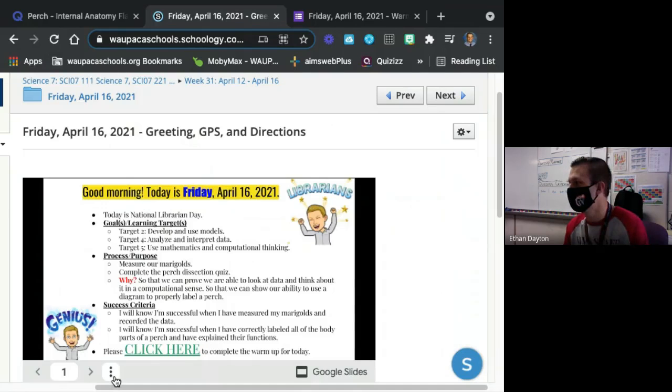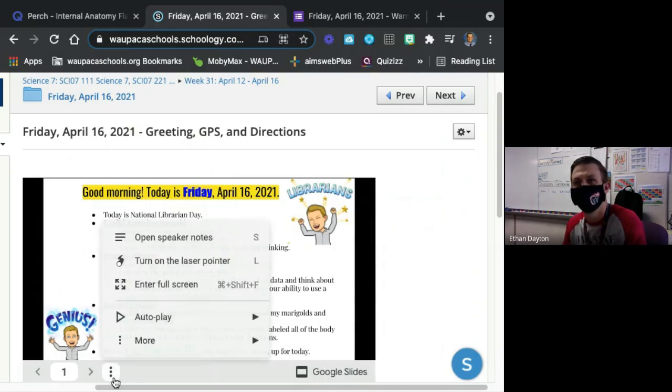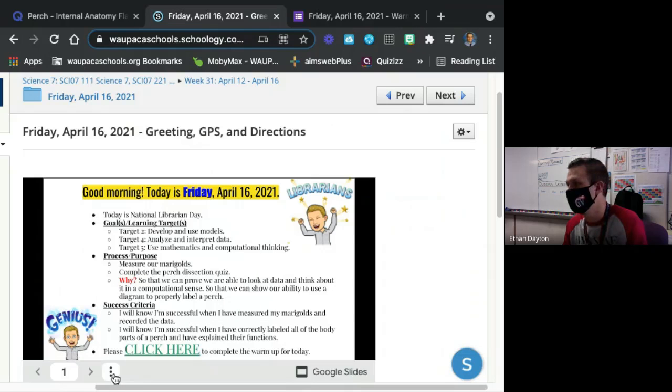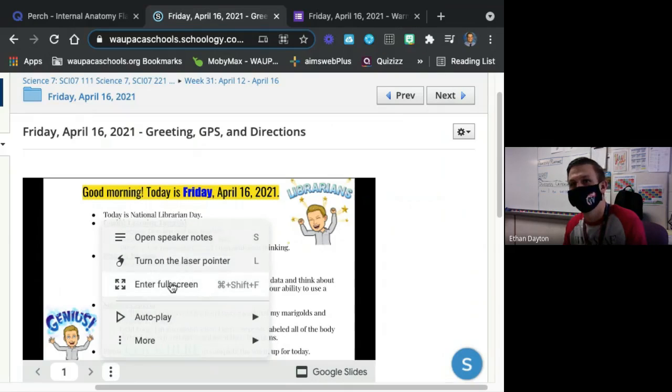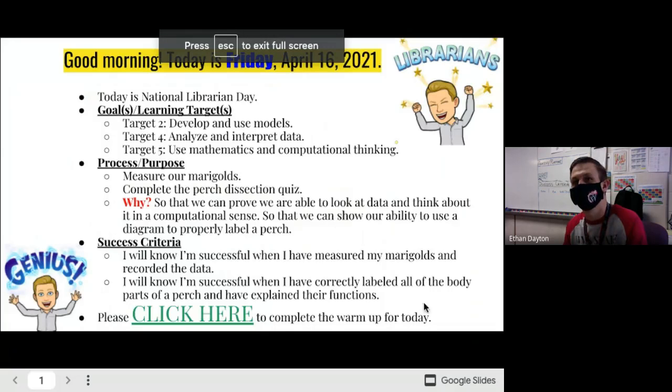By the way, if you ever think this is too small, because I know the Chromebook screens are very small, you click the 3 dots, right? 3 dots usually gives you options or settings. Click that. Enter full screen. All right, there you go. And you can look at that.